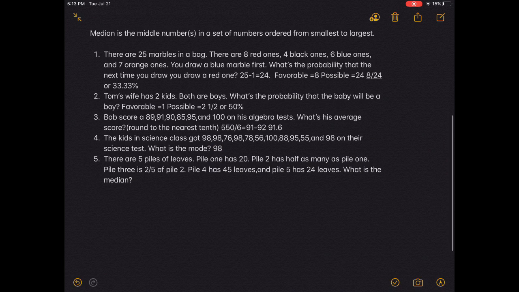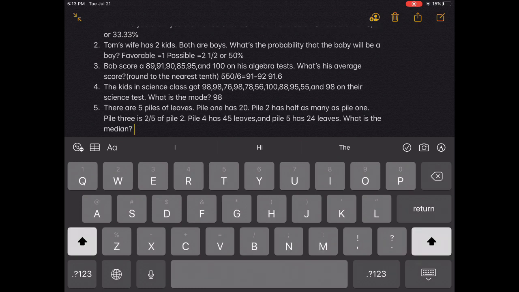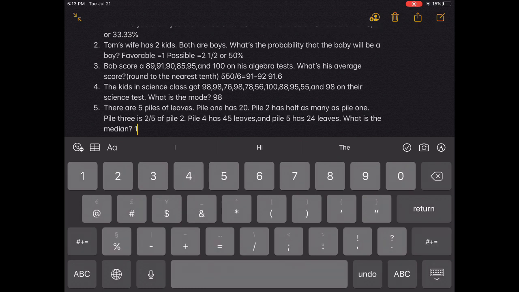So the kids in science class got blah, blah, blah, blah, blah. So you know that the mode is the data that appears the most, and 98 appears the most. So yeah, that's pretty easy.